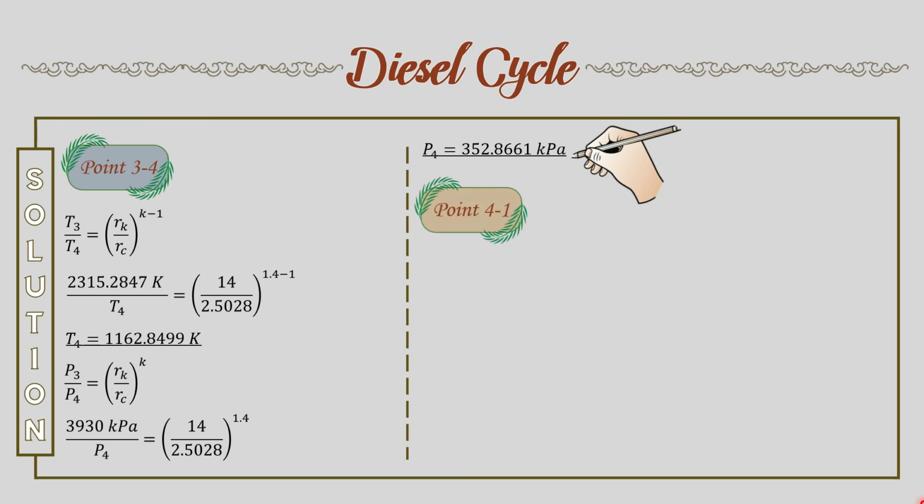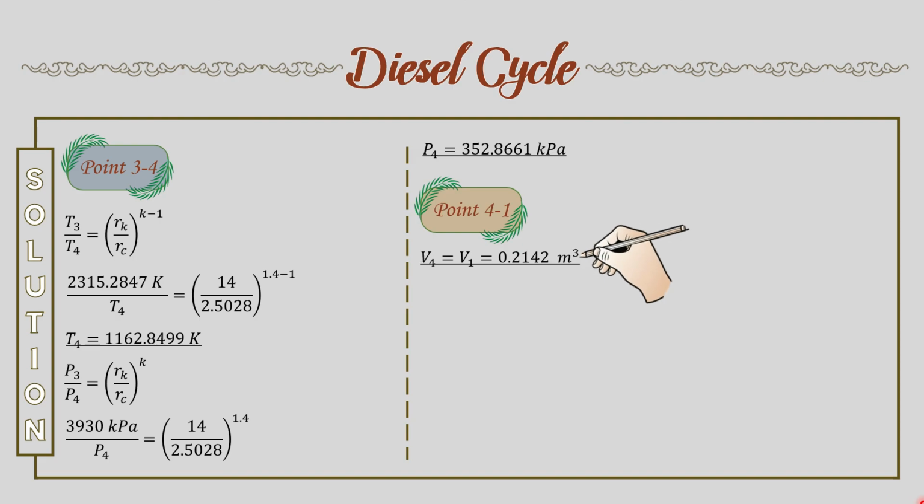Point 4 to 1 is the constant volume or isometric heat rejection. So, V4 is equal to V1 and the value is 0.2142 cubic meter. So we can solve for QR. Solve for Cv using the Cp, Cv, R, and k relation, which is Cv is equal to R over k minus 1. And the answer would be 0.7175 kilojoule per kilogram Kelvin.